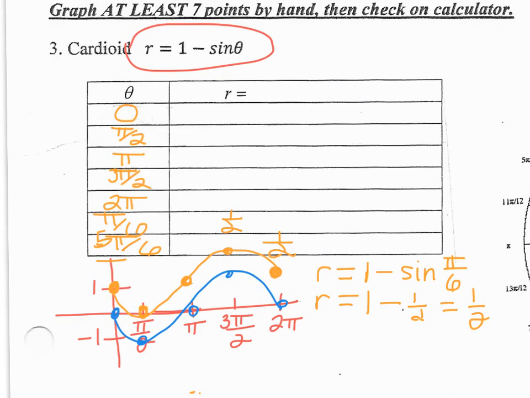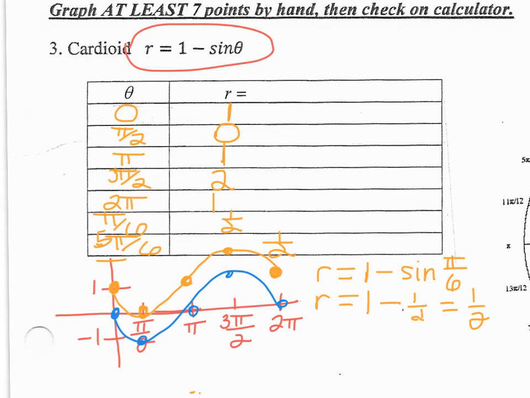Okay, now let's just read our graph. If I have 0 for theta, my orange dot was at 1. Pi over 2 is at 0. Pi was back at 1. 3 pi over 2 bumped up to 2. And 2 pi was back up at 1. Okay, so these points are thetas and r's now. So now I'm going to graph those on the polar coordinates.